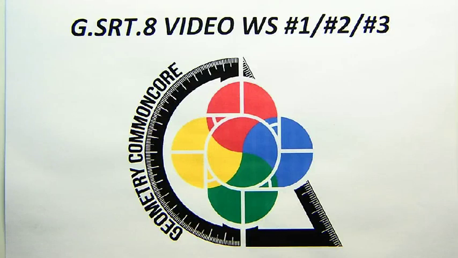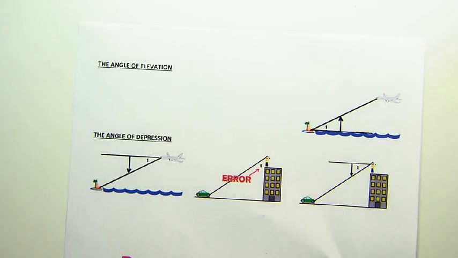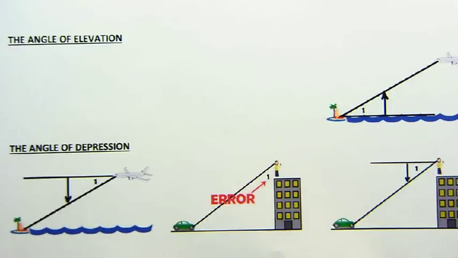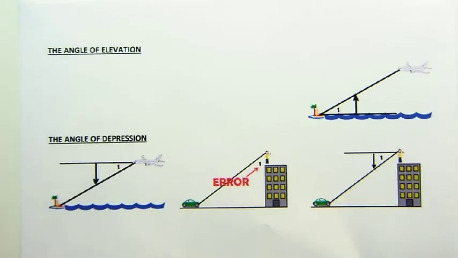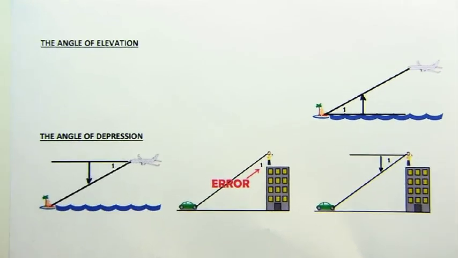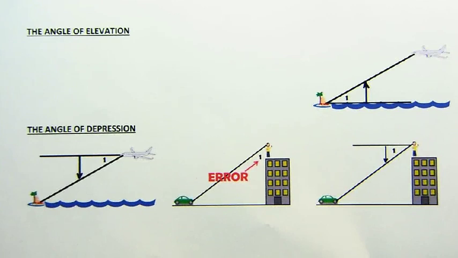Alright, this is GSRT 8. This video deals with worksheets 1, 2, and 3. Ultimately we just continue in the world of trigonometry, but we're now looking at word problems. Mostly what I'm going to do here is try my best to explain what some of these words mean.